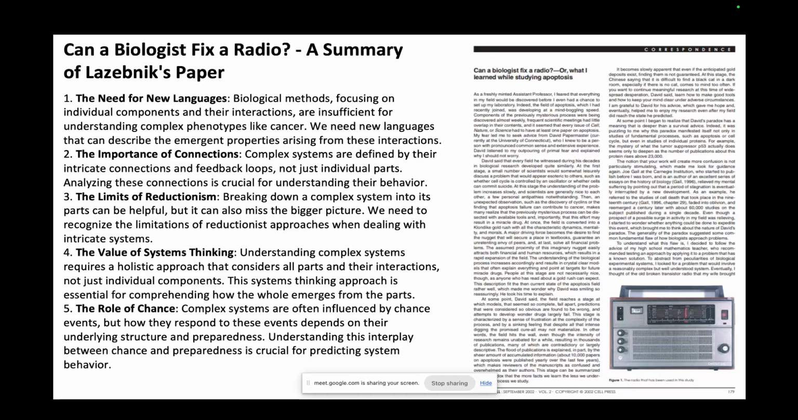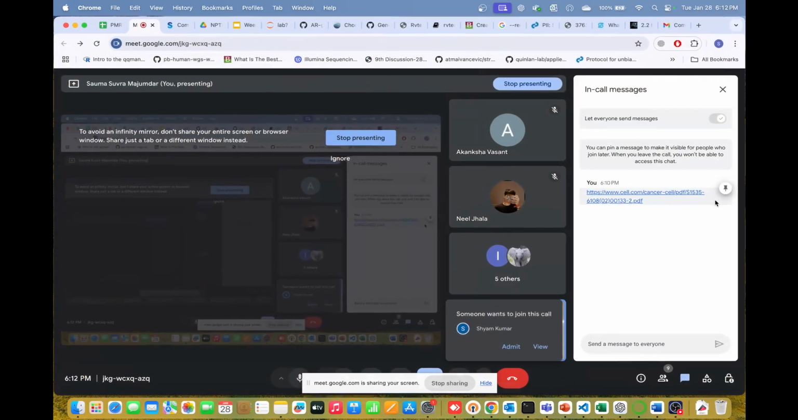So he raised the issue that we need new languages that can describe these properties arising from these interactions. And the languages that got developed are mostly mathematical ones. There are statistical nuances as well. The second important point was the importance of connections. Not only the individual elements inside the system matter, but how they are connected and interacting with each other becomes very important. These are not just individual parts; the connections between these individual parts are also important.